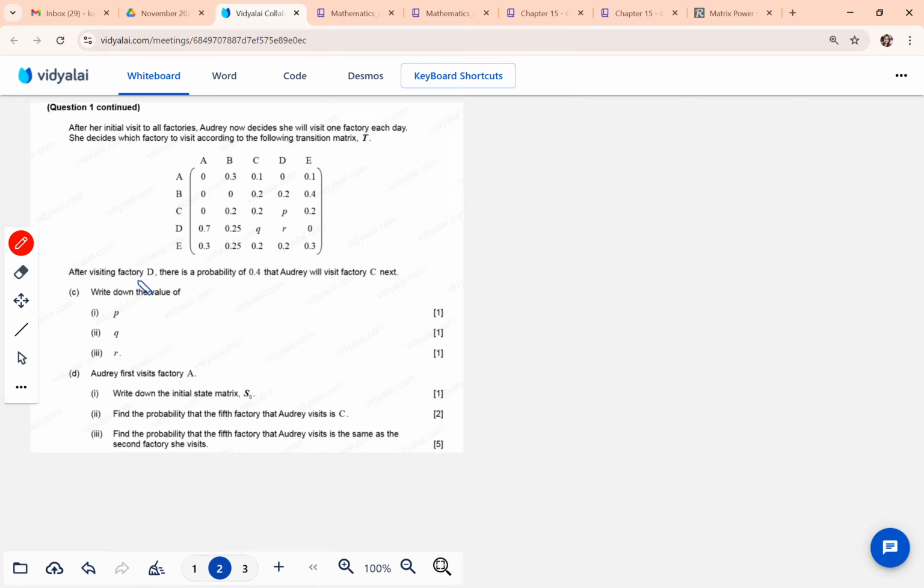After visiting factory D, there is a probability of 0.4 that Audrey will visit factory C next. Write down the values of P, Q, R.